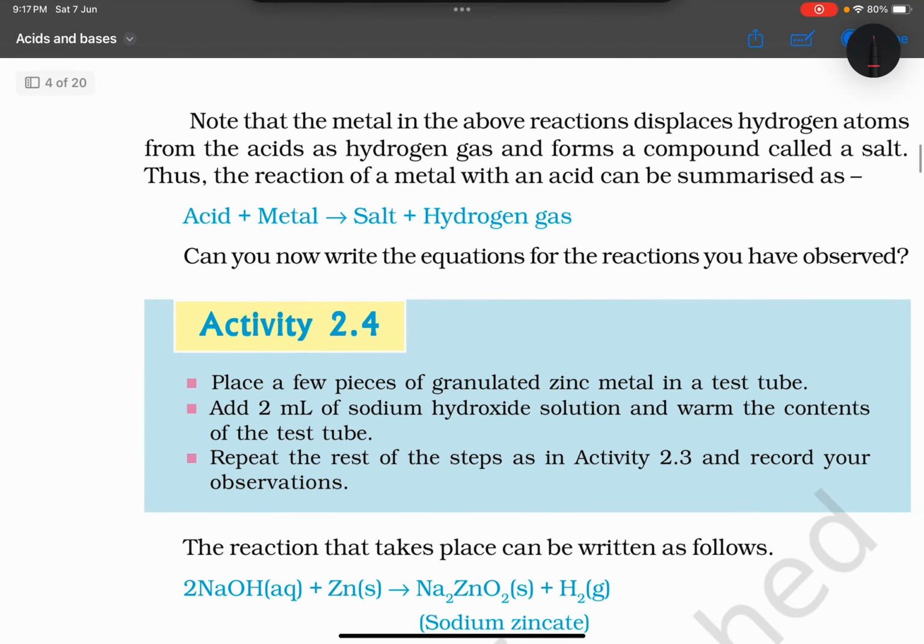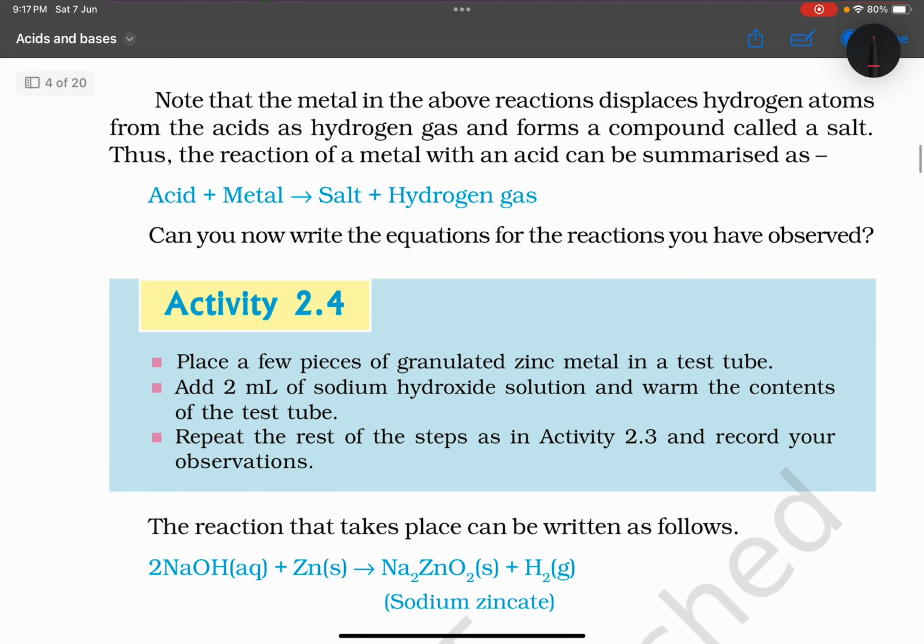Note that the metal in the above reactions displaces hydrogen atoms from the acids as hydrogen gas and forms a compound called salt. Thus, the reaction of a metal with an acid can be summarized as: acid plus metal gives salt plus hydrogen gas. Fine. So metals behave like bases, you can say. The metal displaces hydrogen atoms from the acids, so it behaves like a base. Acid is an acid, metal is a base, so you are getting their salt and hydrogen gas.